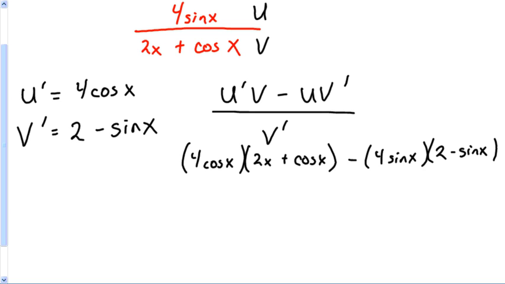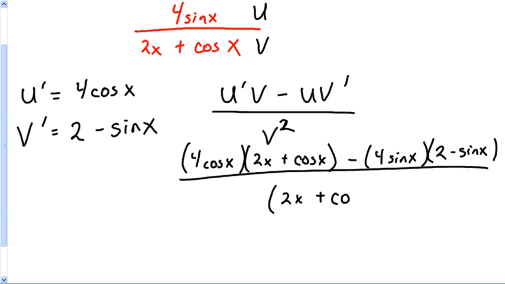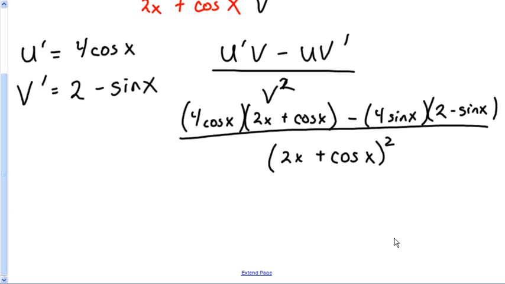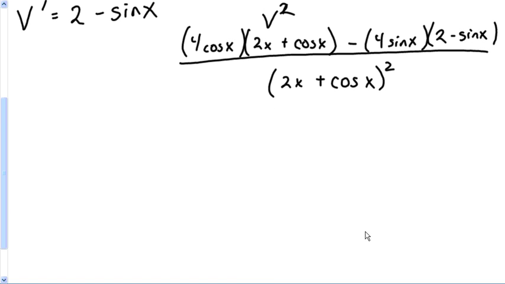Oh, it just keeps getting nastier. And all this is on top of v. Oh, I wrote v prime. Excuse me, v squared. Why didn't somebody stop me? 2x plus cosine x, square. Oh my goodness, that's crazy looking. The calculus is over, but unfortunately the fun is just beginning.